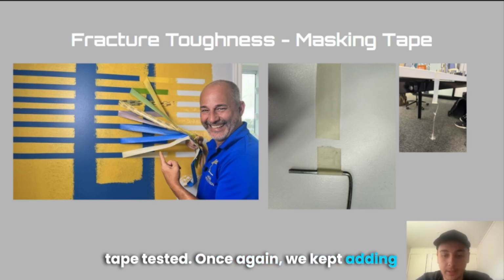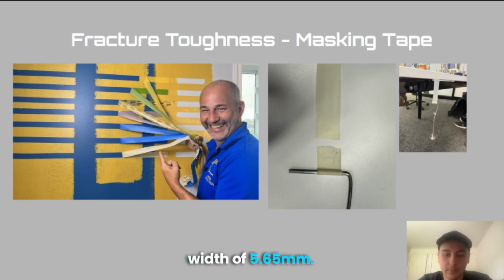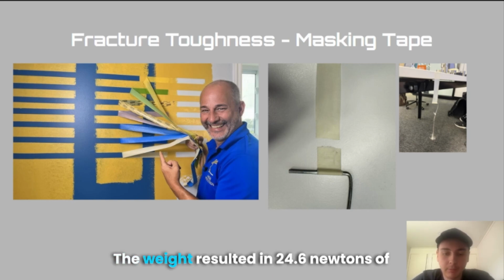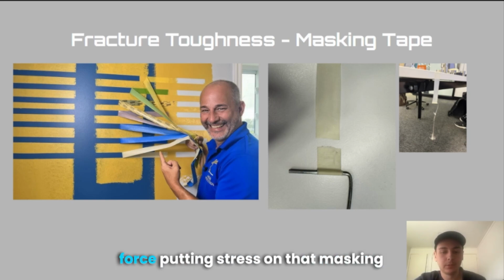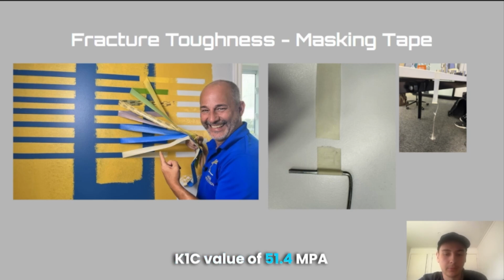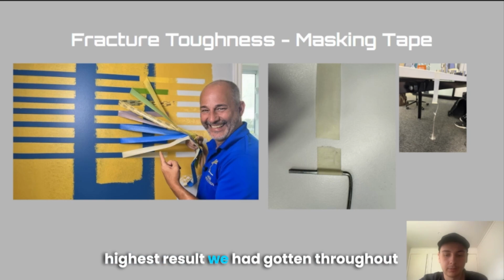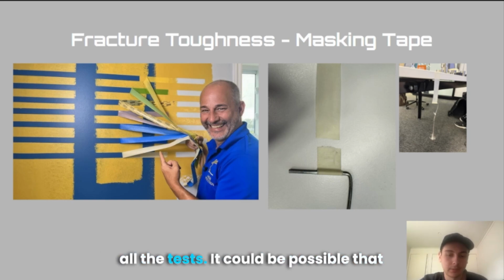Once again, we kept adding weights till the tape had failed, and we maxed out at 2.5 kilograms with a cut width of 5.65 millimeters. The weight resulted in 24.6 newtons of force putting stress on that masking tape. Through these values, we derived a K1C value of 51.4 MPa·m^(1/2), which was the highest result we had gotten throughout all the tests.